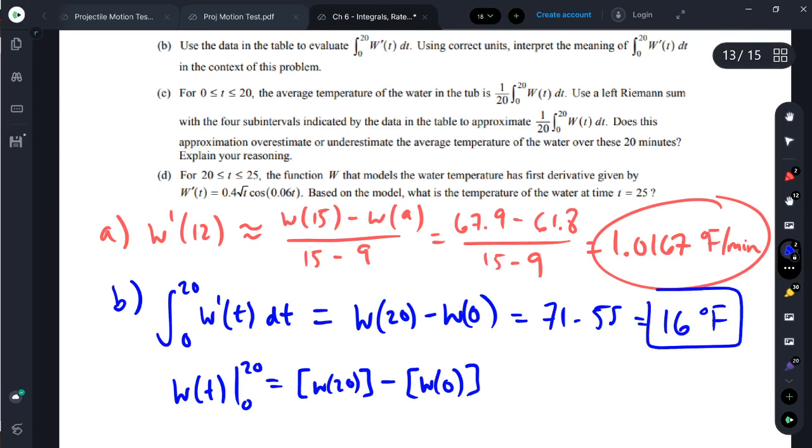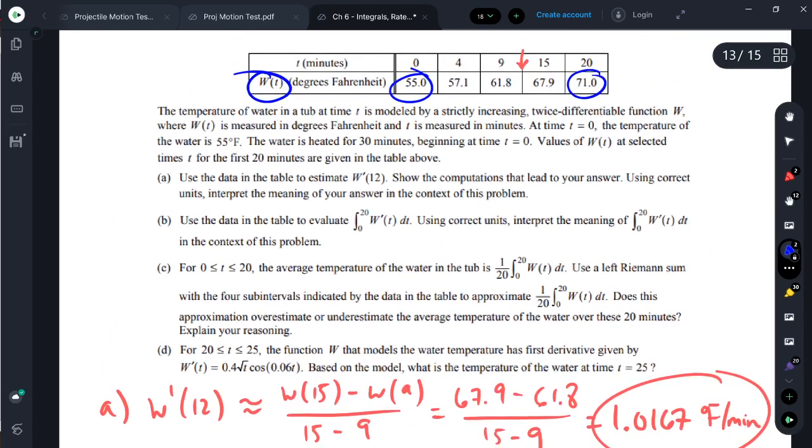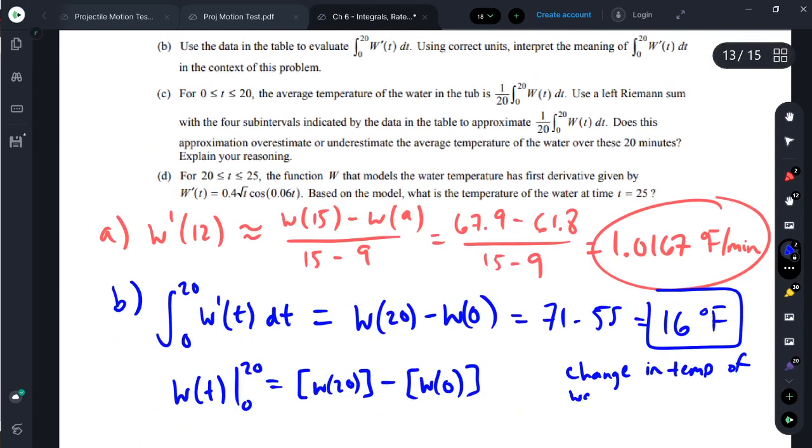Right, so what would this represent? This represents the change in the temperature of, I believe it was a tub, right? Of the water in the tub in degrees Fahrenheit. We always need units. From time equals 0 to time equals 20 minutes. Right, they asked us to explain that meaning.